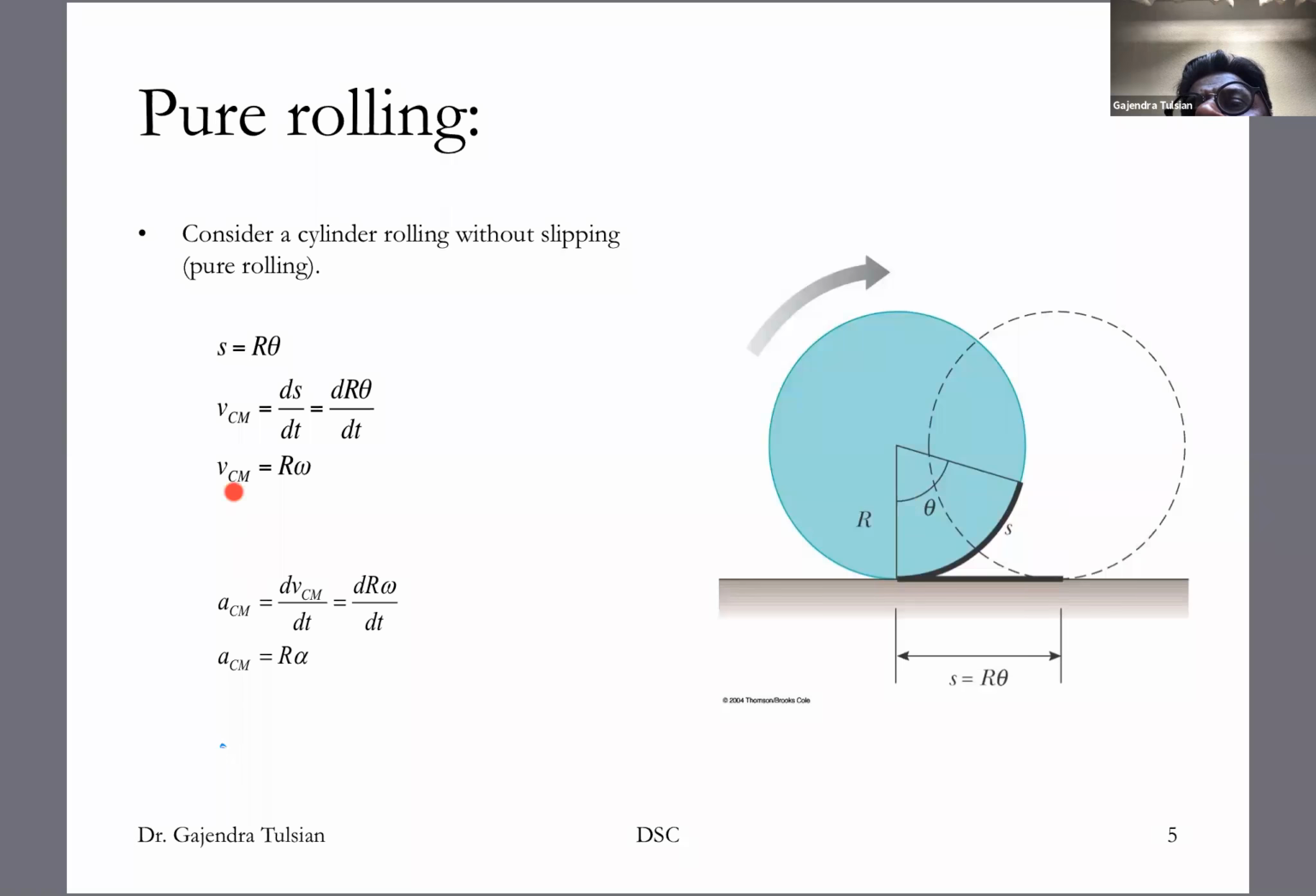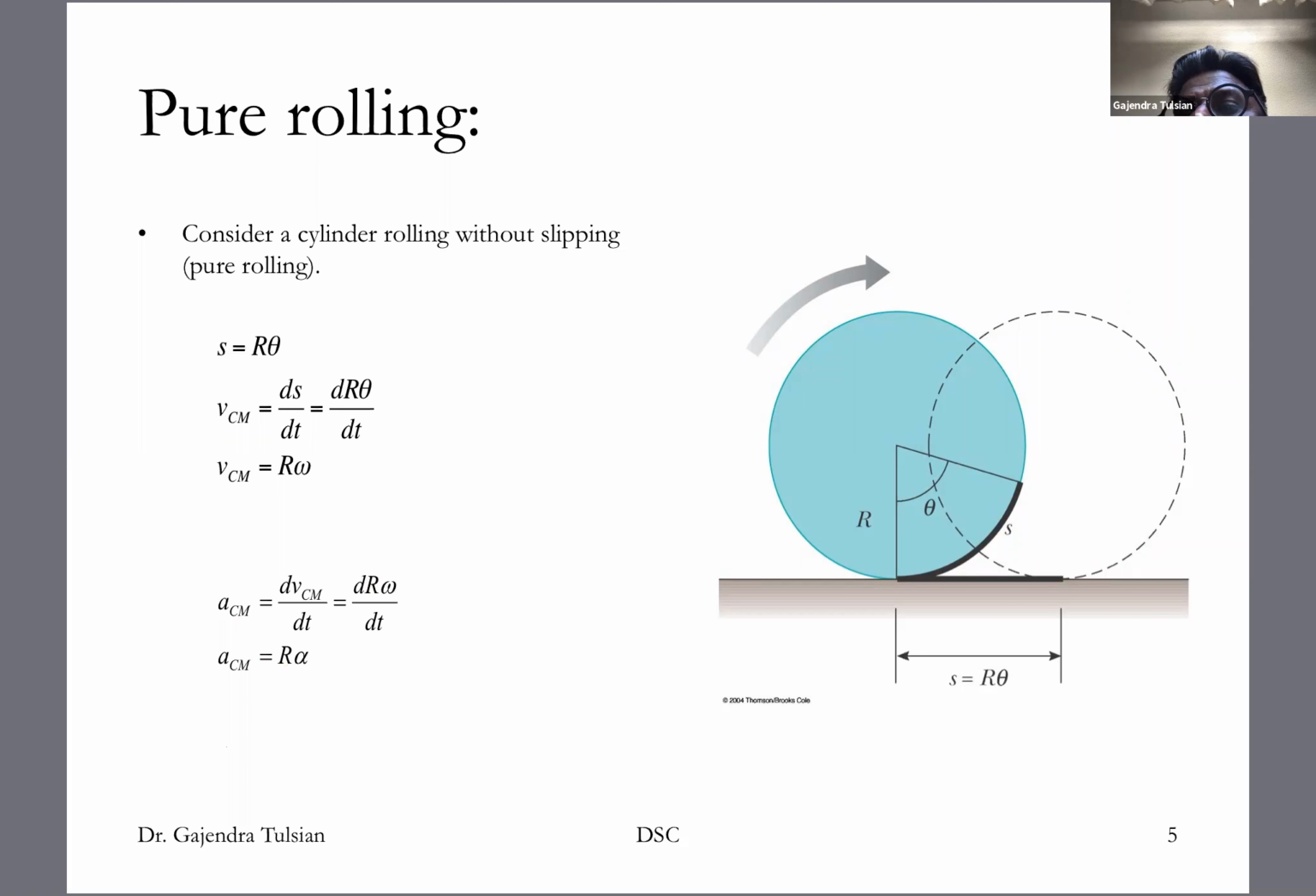And you can take a second derivative. The derivative of velocity gives you the acceleration of the center of mass, and r is constant for this wheel, and d omega by dt is alpha. So the center of mass acceleration is r times the angular acceleration of the wheel. That's what this equation is telling you.